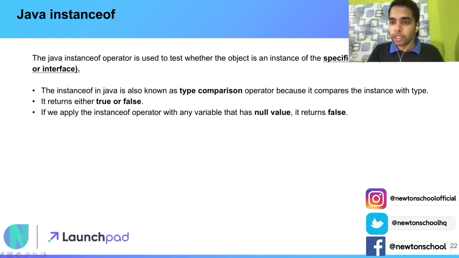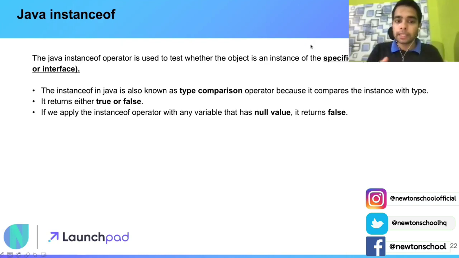There are three things that we have to mention for the instanceof operator. The instanceof in Java is also known as the type comparison operator. Why type comparison operator? Because it compares the instance with the type. Second thing is it either returns true or false. Either it is an instance or it is not an instance. So in case of an instance, the output will be true. In case it's not an instance of the given type, the output will be false.